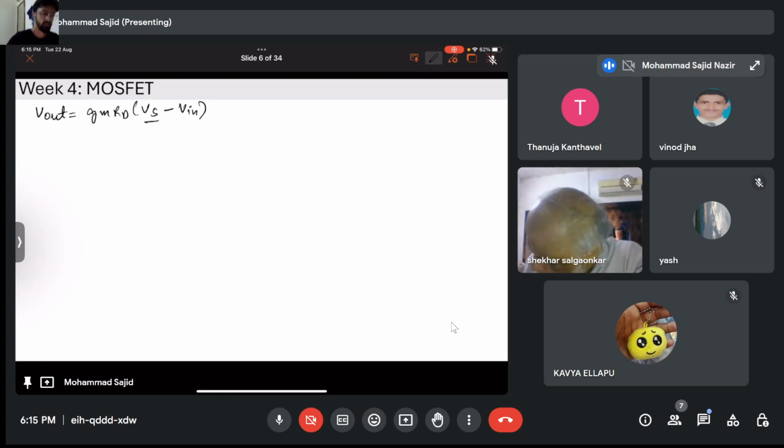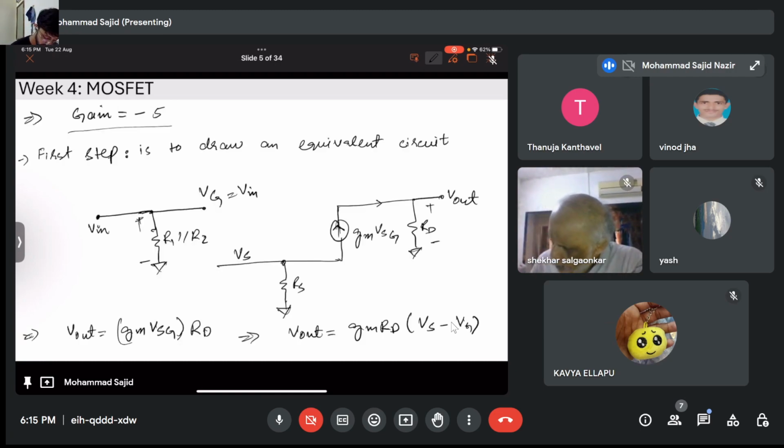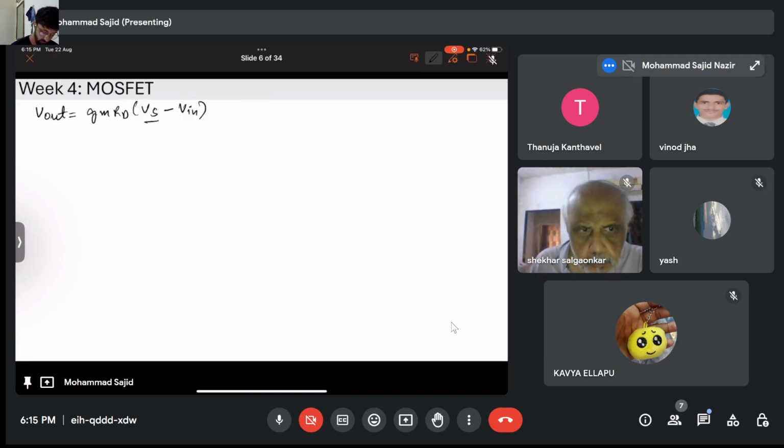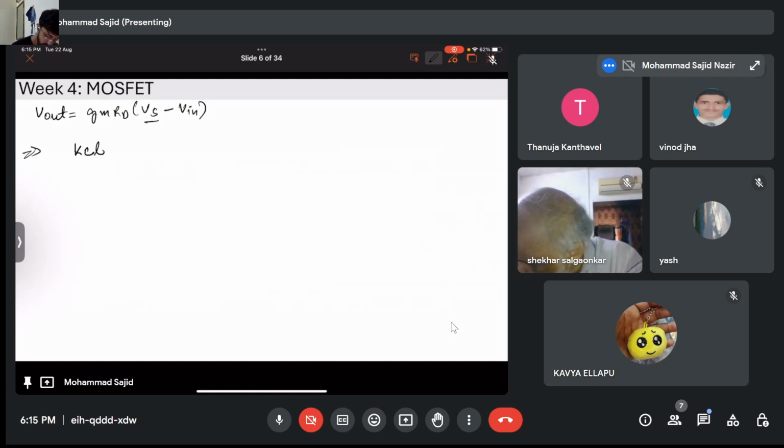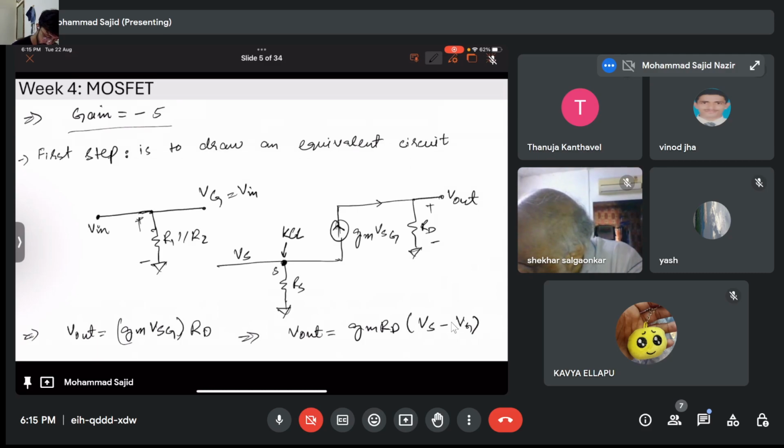So what will be the next step to calculate Vs? If I see here at this node, to calculate Vs, we will do a KCL at this node as well, right? KCL at this node, node S.